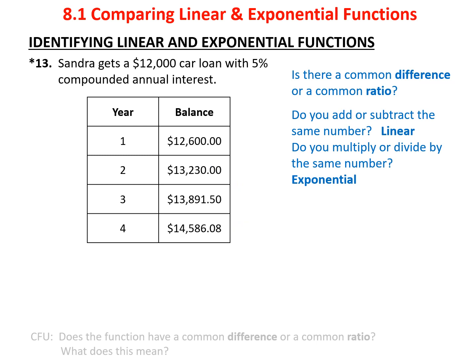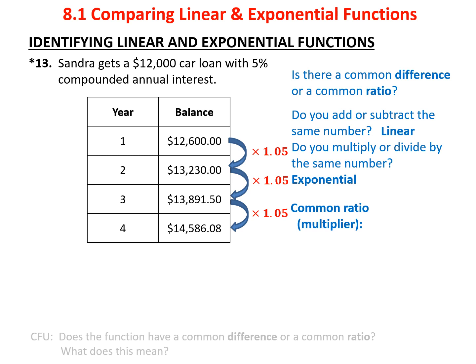In our next problem, it says that Sandra gets a $12,000 car loan with a 5% compounded interest. So at the end of the first year, 5% of $12,000 is $600. So now she owes $12,600. But what's happening each time here is now it's not just add 600 the next year, because that would then be 13,200. But we have 13,230. So this isn't being added. Instead, it's being multiplied by 1.05 each time. In other words, my common ratio each time is 1.05.